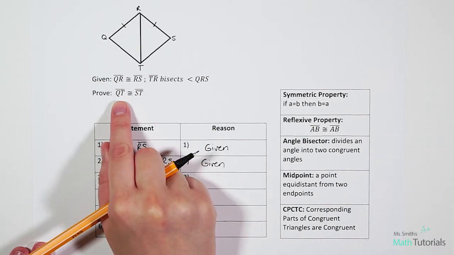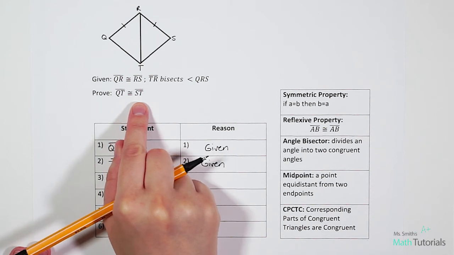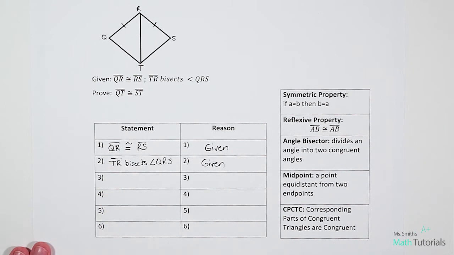So now let's add our prove statement. It says line QT is congruent to line ST. So we'll add that right here. That's our end goal.